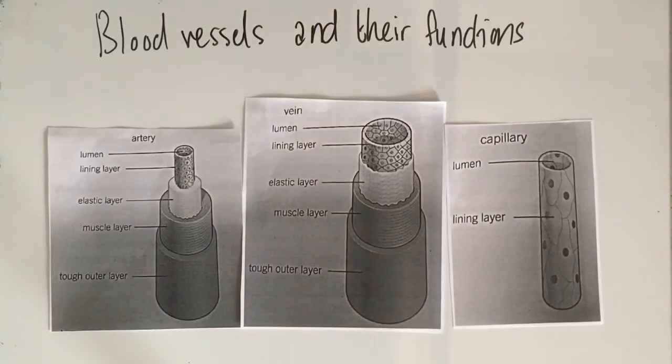Today I'm going to be looking at blood vessels and their function. By the end of this video you should be able to describe the structures of the blood vessels and their functions. So we've got the arteries, the veins and the capillaries, and you're going to be looking at the arterioles as well a little bit.